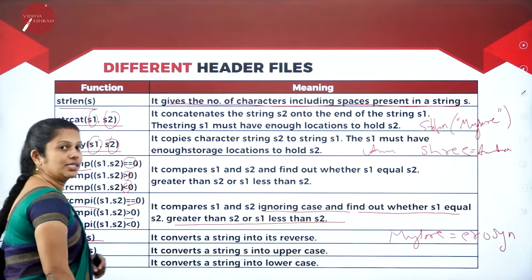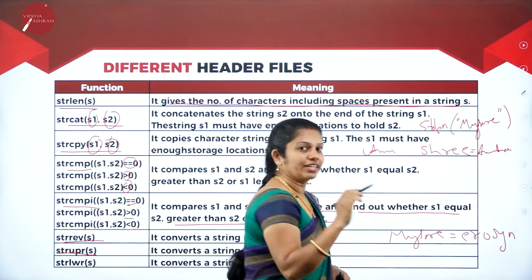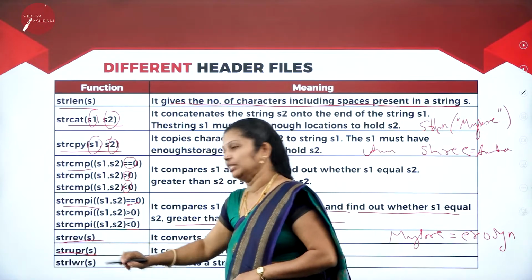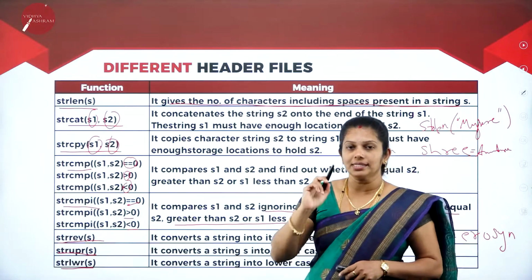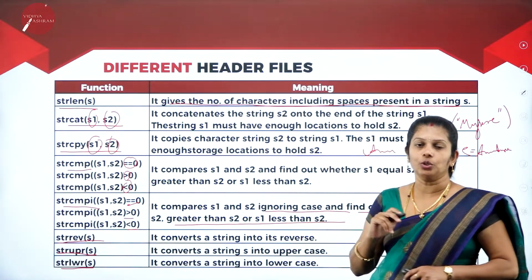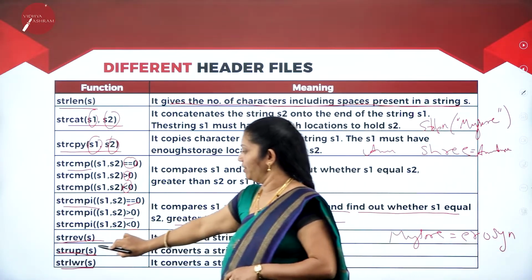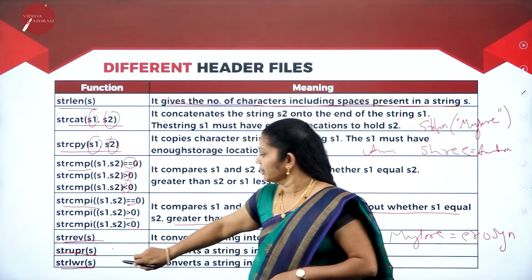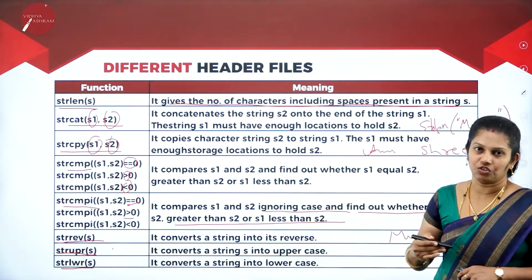And the next one, string upper. The name itself suggests that it will convert the given string to uppercase, that is, to capital letters. And the next one is string lower. This string lower function helps to convert the given string to lowercase, that is, small letters. Whatever string we give will be converted into uppercase in one, and into lowercase in the other. These are a few string manipulation functions.